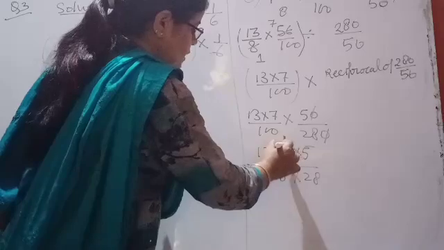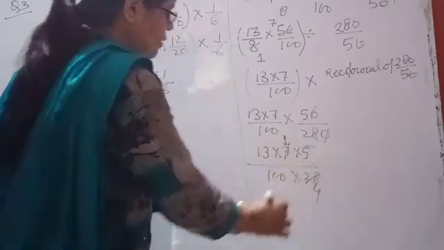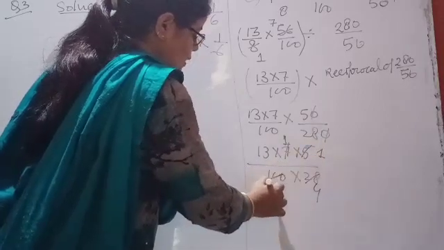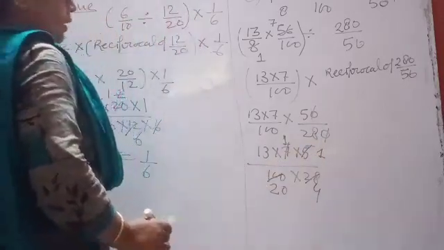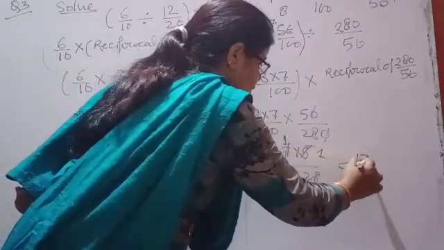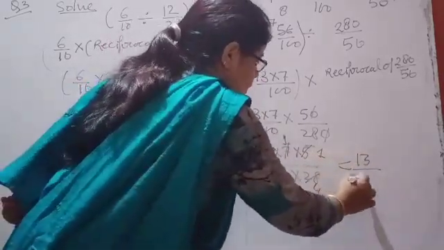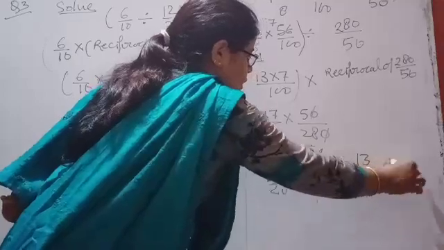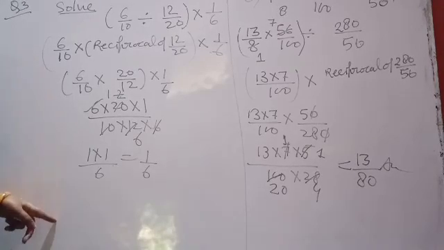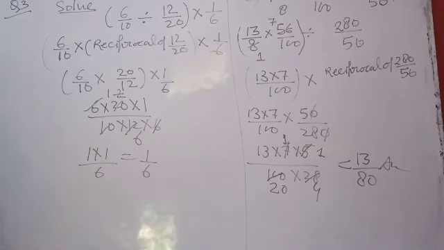7 1s are 7, 7 4s are 28. 5 1s are 5, 5 2s are 10, or 0. So what will remain on the numerator now? 13 into 1 means 13, upon 24 and 80. So this will be your answer in this way. The B part of this question you will perform yourself. I have done 2 parts from this question.